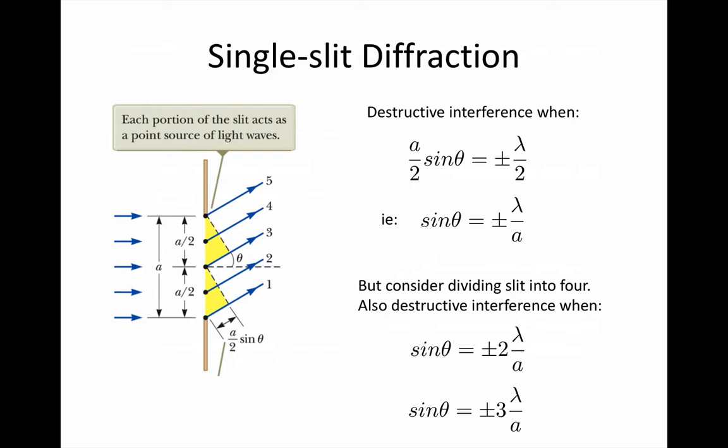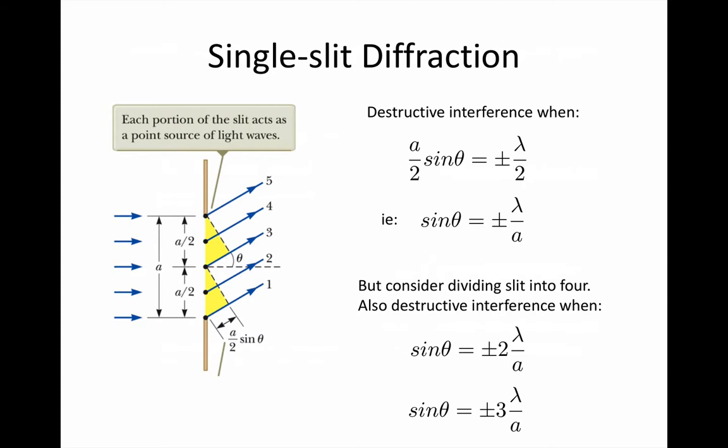So, according to Huygens' principle, each portion of the slit acts as a point source of light waves. Hence, light from one part of the slit can interfere with light from another part, and the resulting intensity on a viewing screen depends on the angle theta. To analyse the diffraction pattern, we divide the slit into two halves. We assume that all rays are in phase as they leave the slit.